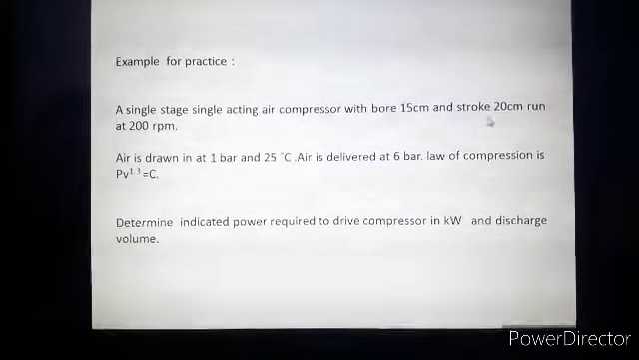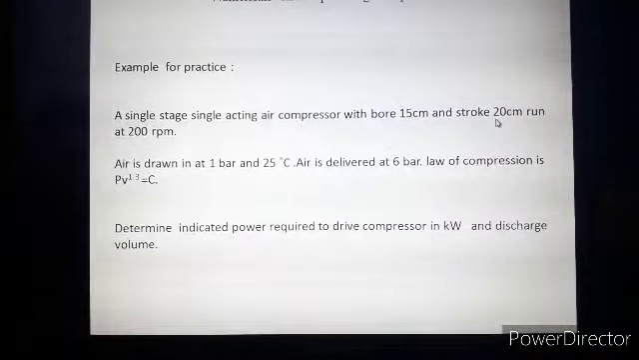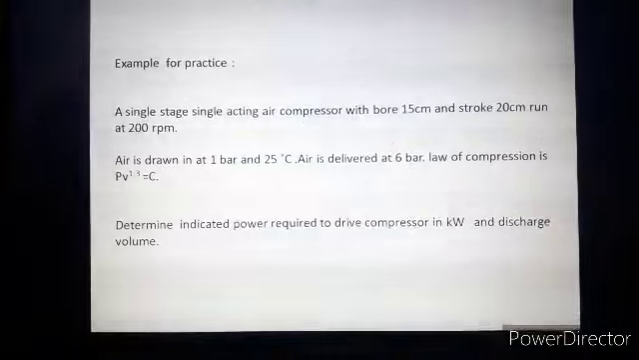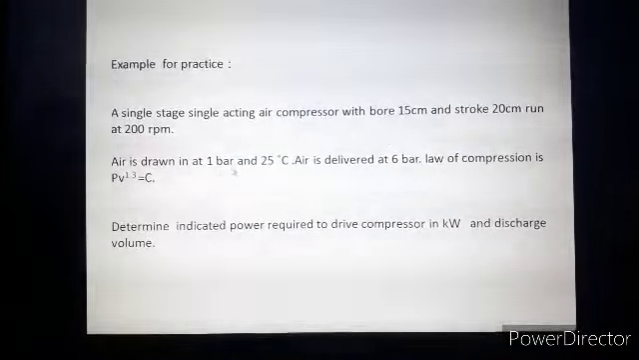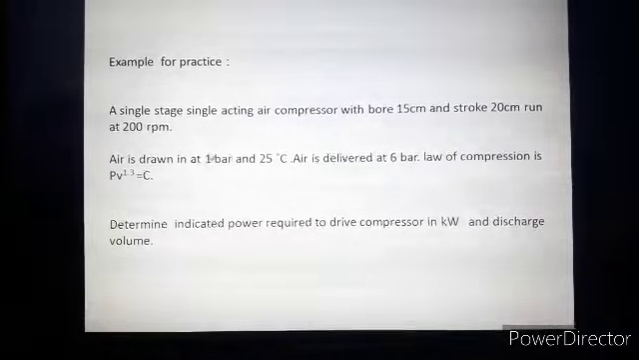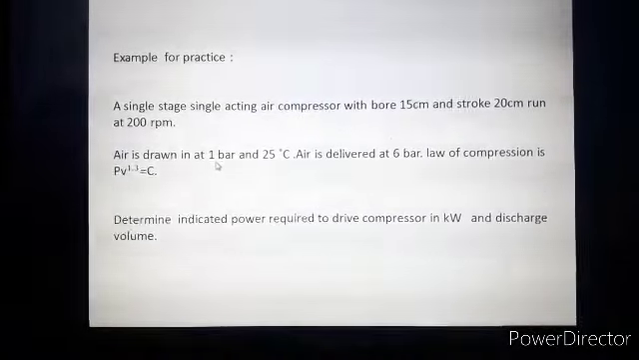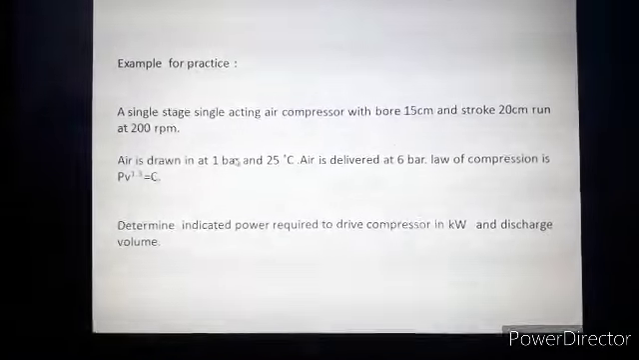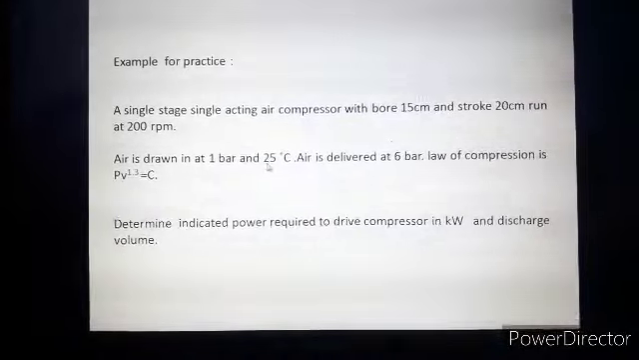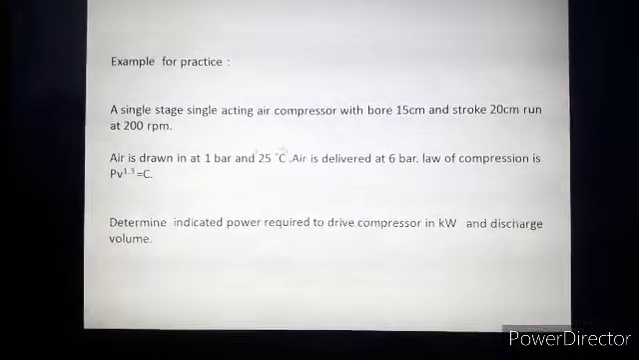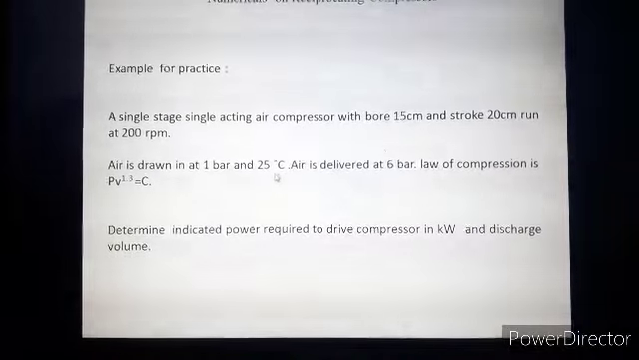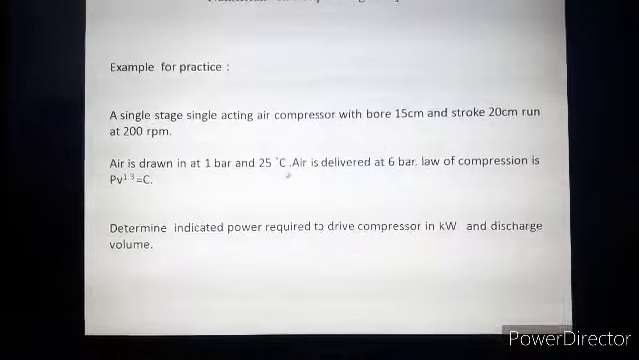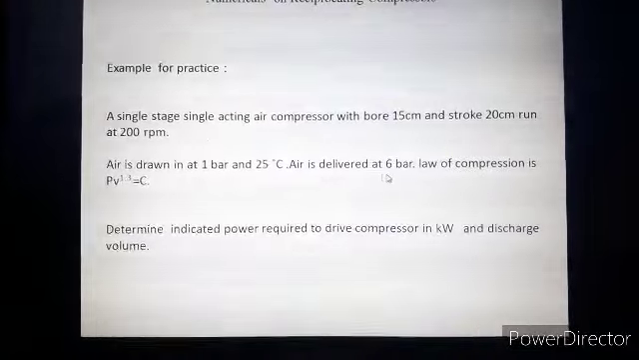This is capital L, it is 20 centimeter. So write this in meter, it is 0.2 meter. This is the speed, capital N, it is 200 rpm. Then this is the pressure P1, it is 1 bar. So convert this pressure from bar to pascal, so P1 is 1 into 10 raised to 5 pascal. This is the temperature T1, 25 degrees Celsius. Again convert this temperature from degree Celsius to Kelvin, so 25 plus 273.